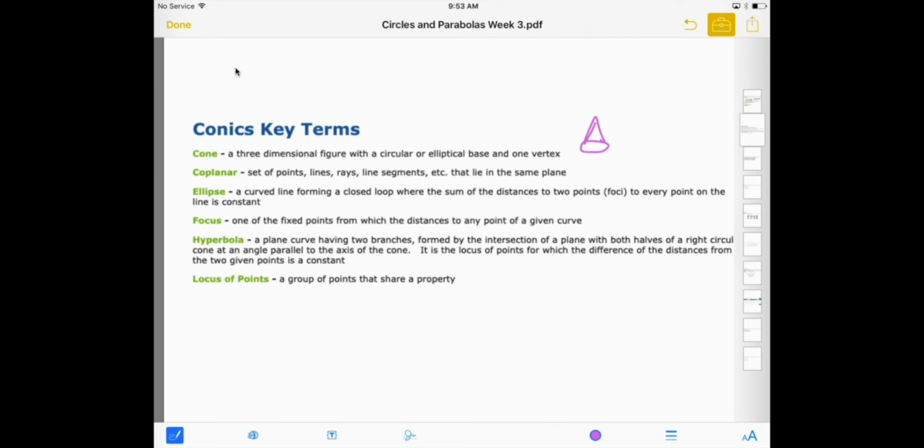Then we have an ellipse, which is a curved line forming a closed loop where the sum of the distances from 2 points, which we call foci, to every point on the line is constant. An ellipse is kind of like your circle drawn out. Typically we think of it as an oval, and that's going to be more in next week. A focus is one of the fixed points from which the distances to any point of a given curve are equal. I'll talk about that later when we talk about parabolas. Then we have a hyperbola, and if I read that definition right now, it's not going to make a ton of sense, so I'll go through the definition again next week for week 4, because we're not doing hyperbolas today, just circles and parabolas.